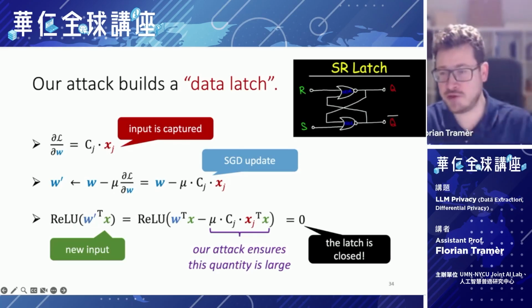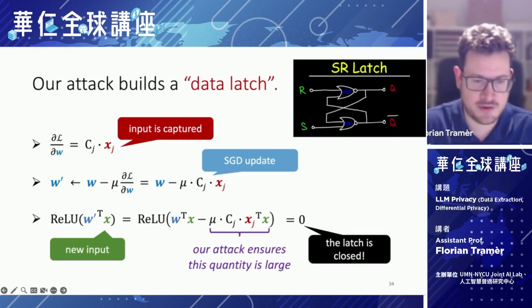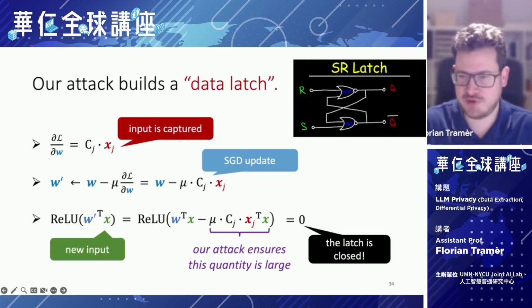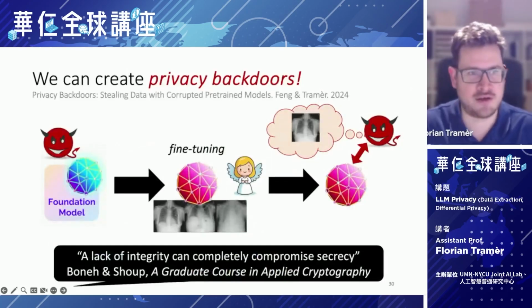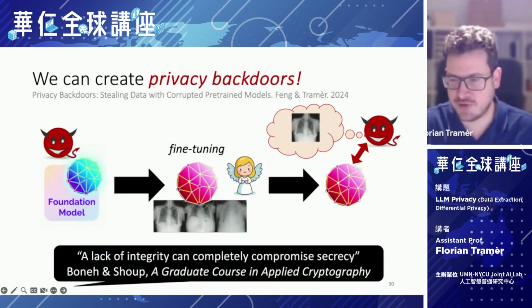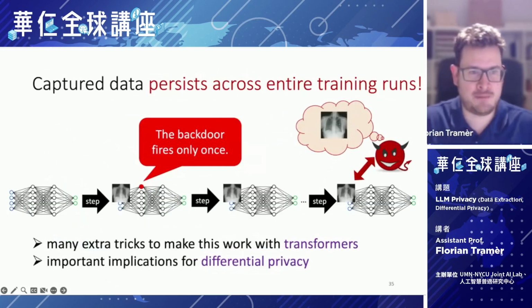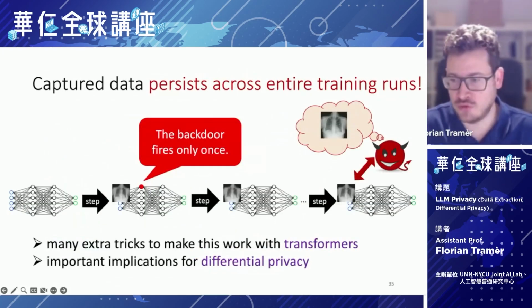And so if you're interested in this construction, I invite you to look at the paper where we present this idea. So this is this paper here, Privacy Backdoors: Stealing Data with Corrupted Pre-trained Models. We take this idea and then show how to embed this into much more complex models. We do this in transformers as well.